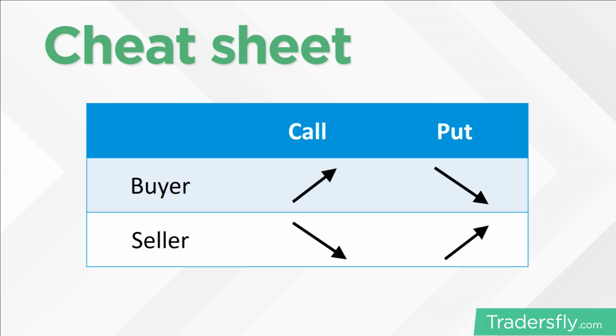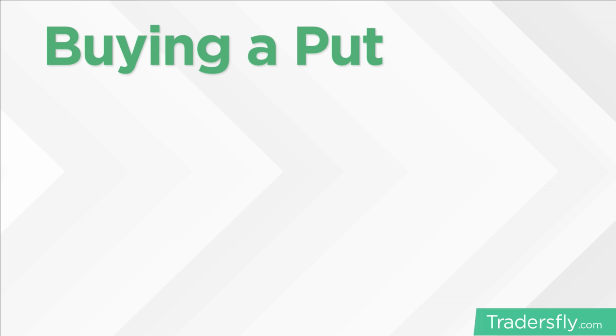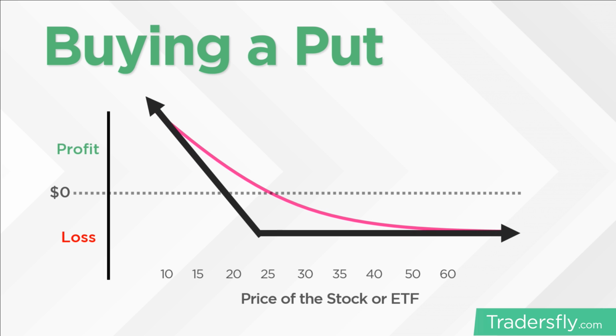In this video, we're looking at how to buy a put option. So buying a put option means we're looking for a downside exposure. If we look at a risk profile picture of what that looks like, here's what it looks like when you buy a put.